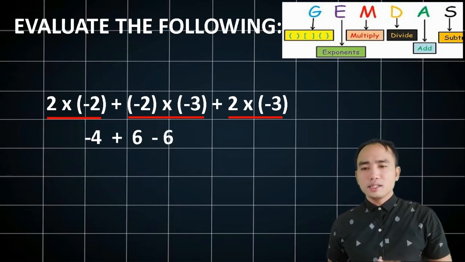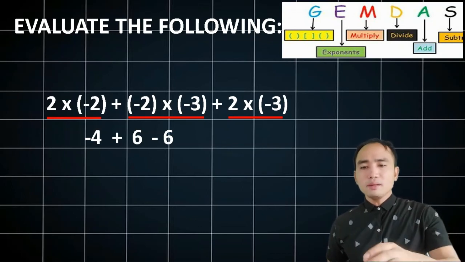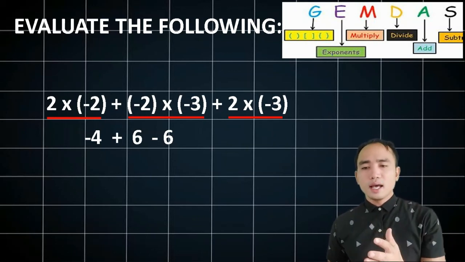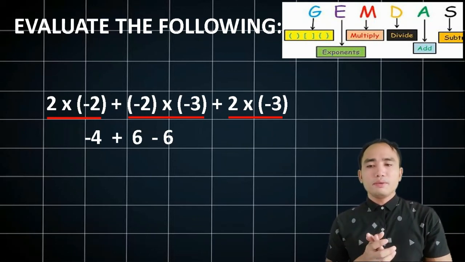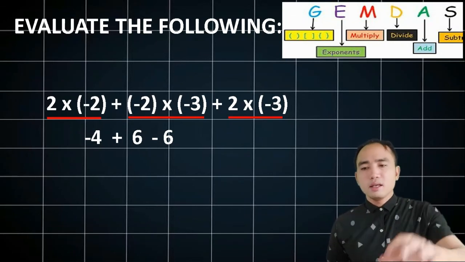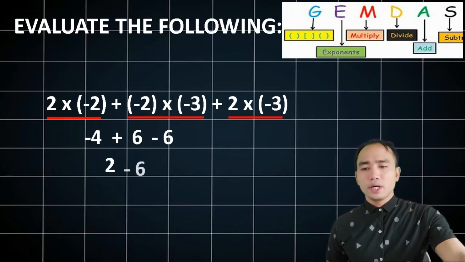Okay, so as you can see, we have here addition and subtraction, and based on our GEMDAS rule, kung ano yung nauna sa kanila, that will be the first to solve. So from left to right, negative 4 plus 6 is 2. Minus 6 is negative 4.